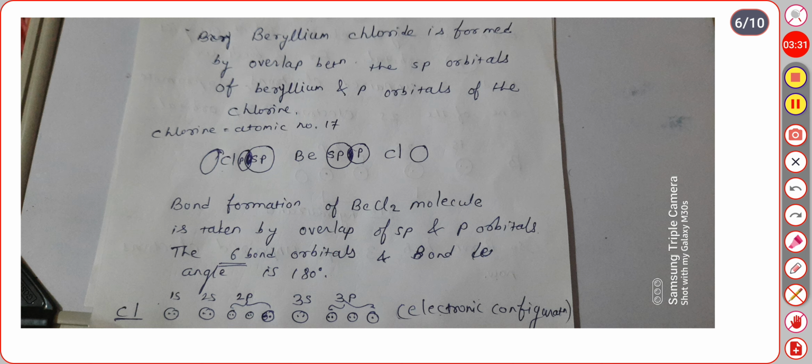Now beryllium chloride is formed by overlap between the sp orbitals of beryllium and the p orbitals of chlorine. Bond formation of beryllium chloride is by overlap of sp and p orbitals, forming sigma bond orbitals, and the bond angle is 180 degrees, as you can see in the diagram.